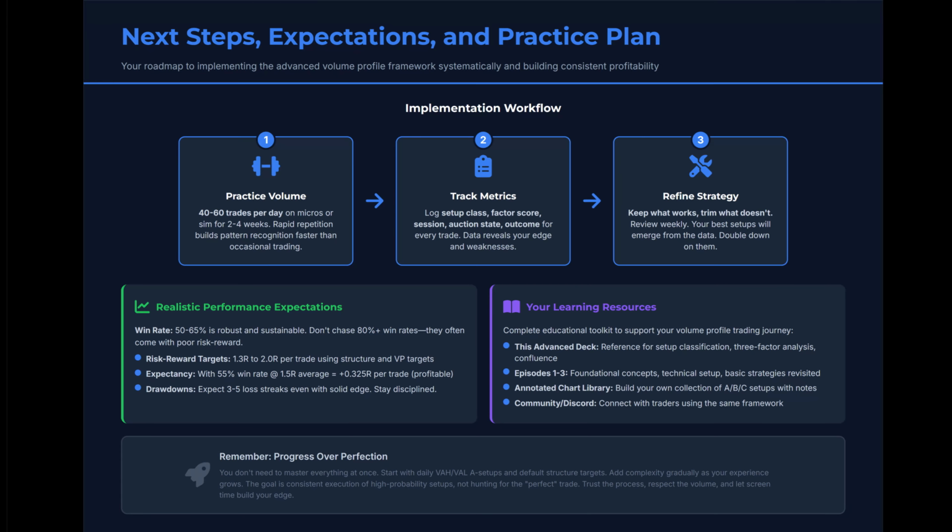Resource 3, Annotated Chart Library. Build your own collection of A setups, B setups, and C setups with notes. Screenshot every significant trade you take. Label the setup class, factor scores, auction state, and outcome. Save them in folders: golden setups for A-grade wins, learning moments for losses or near misses, B-grade examples for confirmation-based trades. Over time, this library becomes your personal pattern database. When you see a setup on a live chart, you'll instantly recognize it because you've documented 50 similar examples.